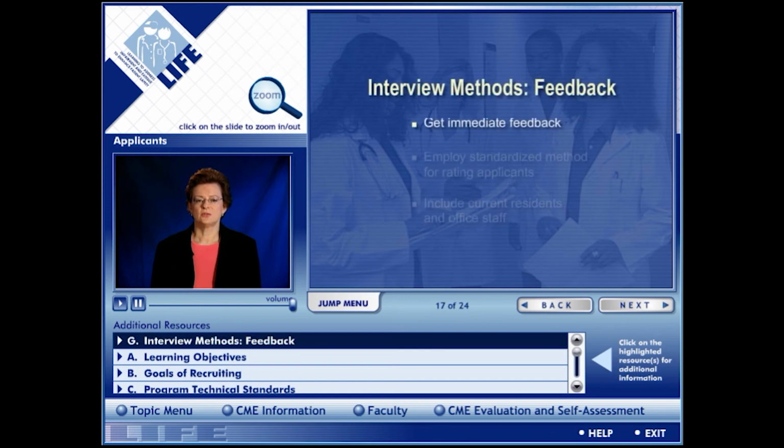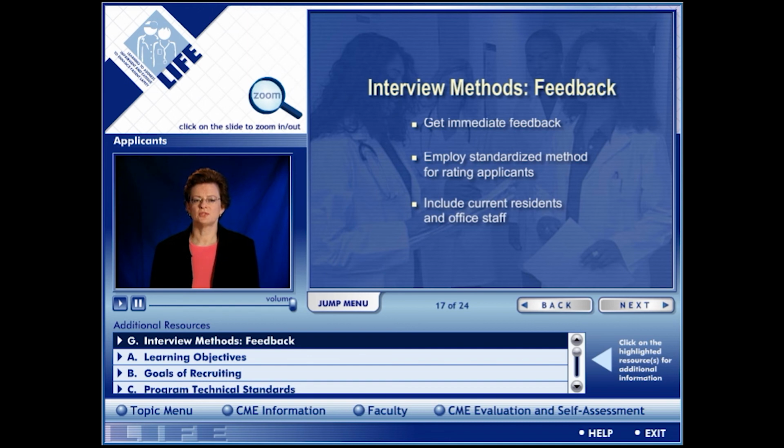As soon as the interview is complete, it is important to immediately retrieve all interviewers' comments and any other feedback. Your program should have a standardized method for interviewers to rate applicants' answers to questions. The faculty are not the only interviewers that can provide valuable feedback. Current residents should also be involved in the interview process, and sometimes members of the office staff can provide insight about applicant behaviors or characteristics. These groups frequently see a different side of the applicant than do the faculty.